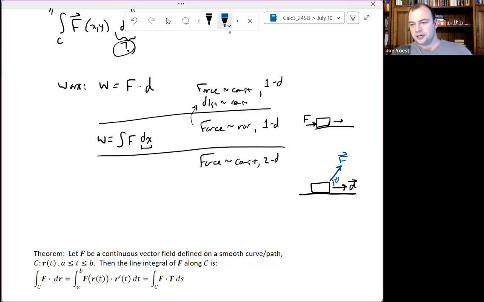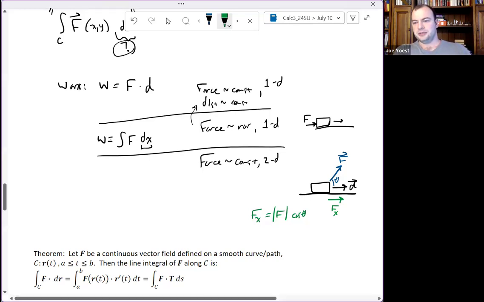Well, if I have an angle theta here, I know that the component of the force in the direction d, maybe I'll call this fx, the magnitude of the force in that direction d, which here is parallel to the x-axis, is fx equals length f cos theta. Right, cosine is adjacent over hypotenuse, and hypotenuse is length f.